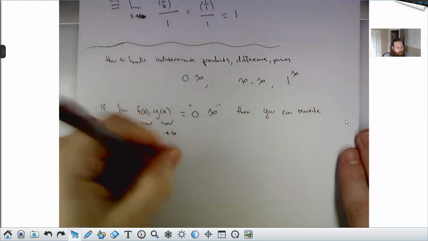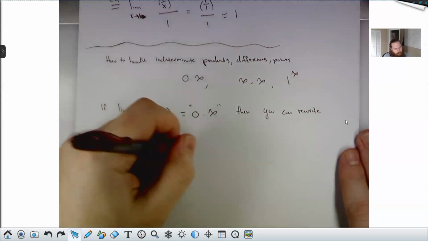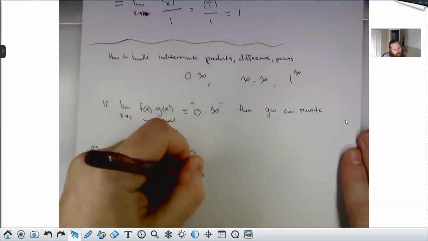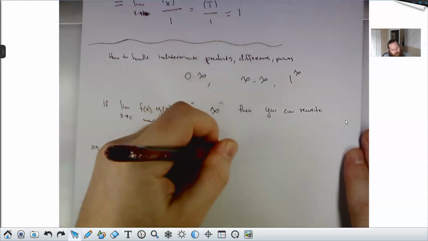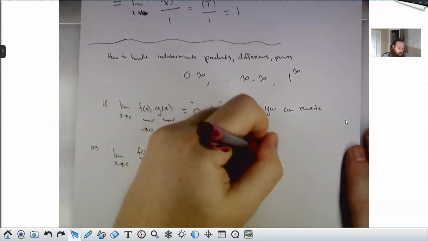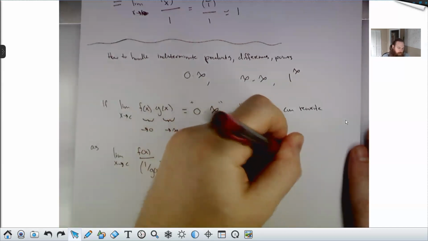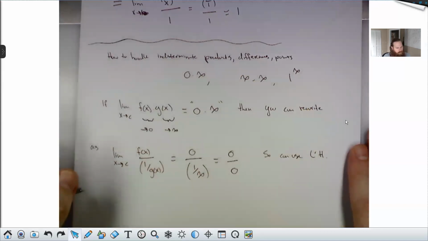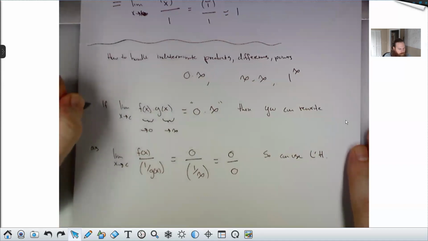But now f is going to 0, so the top is going to 0, and g is going to infinity, so the bottom is going to 1 over infinity. This is now 0 over 0. So you could use L'Hopital's rule. That's how we handle the products.